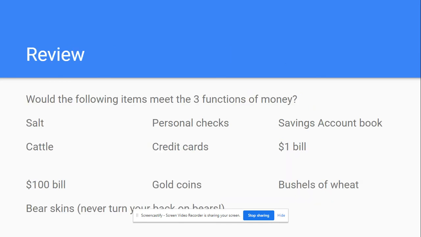All right, so a quick review. Which of the following items would meet the 3 functions of money? You could pause this and try it out.